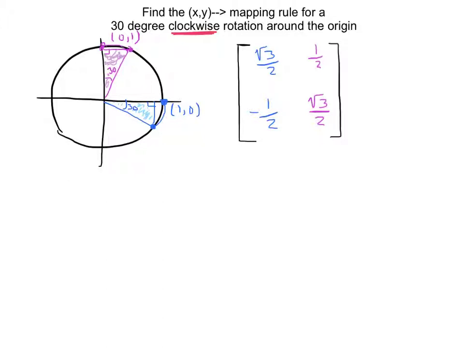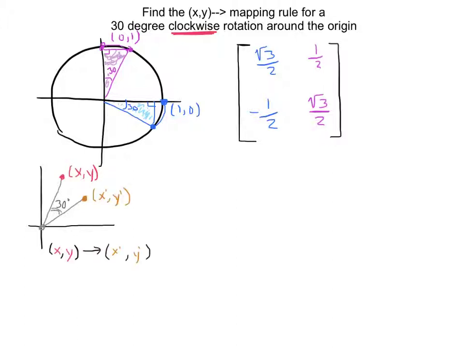Okay, so I needed to make this matrix to get to my XY mapping rule, and the process works kind of as follows. First, for the sake of illustration, I'm going to imagine an arbitrary point xy. And now I'm going to rotate this point 30 degrees clockwise around the origin. It gets into a new point, and we'll call that point x prime, y prime. So I'm looking for this rule that's going to map the original, the pre-image, xy, over to the image x prime, y prime.